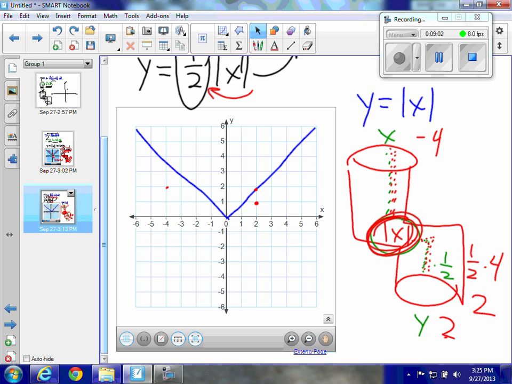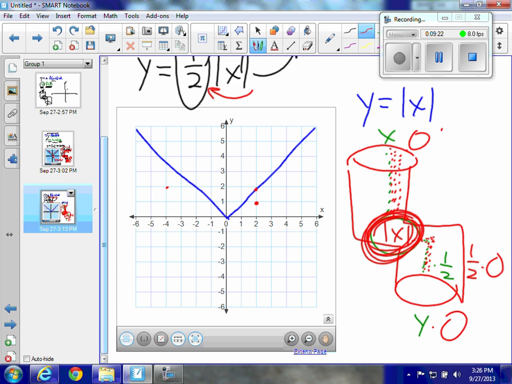What if I put in 0? Okay, so that's my vertex. It's always good to check your vertex. I put in 0, into the function machine it goes. Absolute value portion of it spins it around. It's still 0. On the way out, it gets multiplied by 1/2. 1/2 times 0 is still 0. So my vertex is still going to stay right there at 0. Where x is 0, my y is going to be 0.